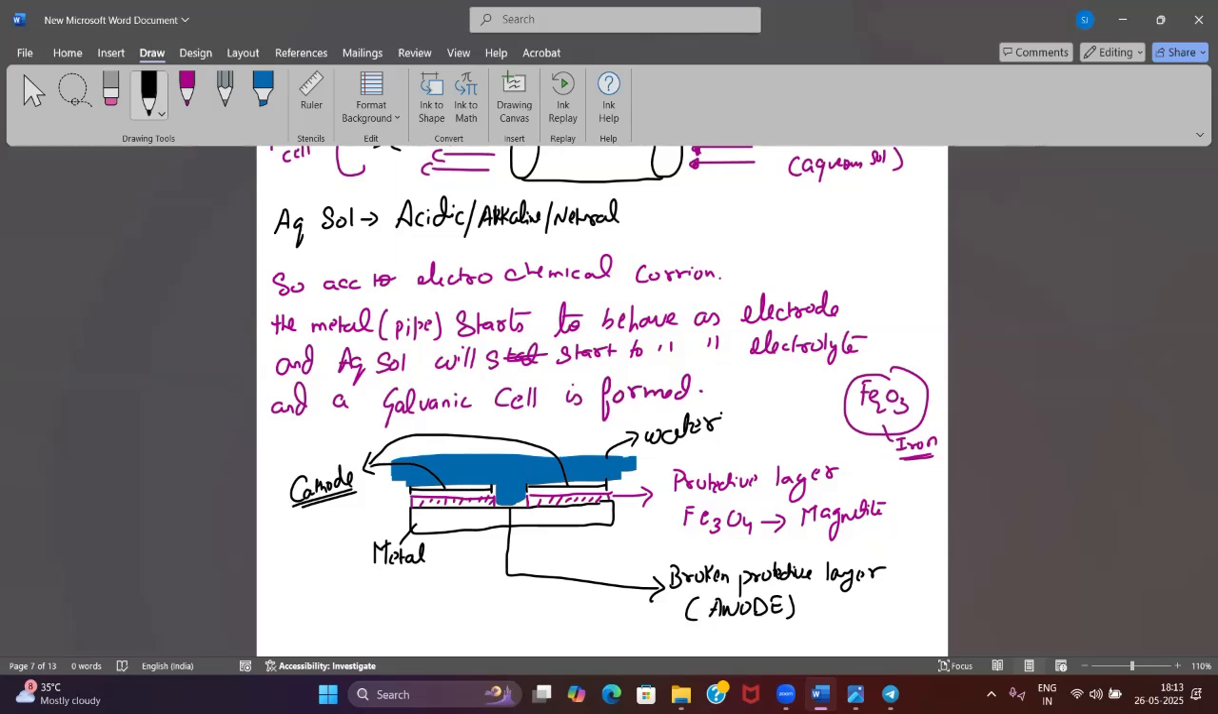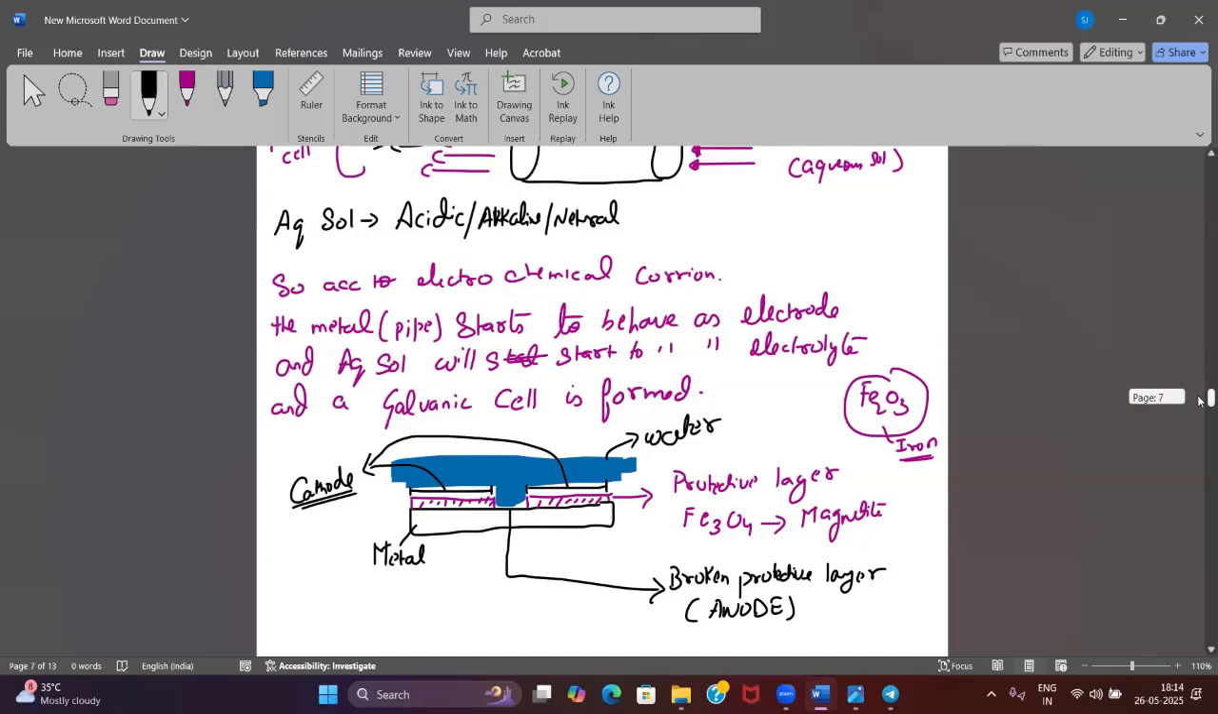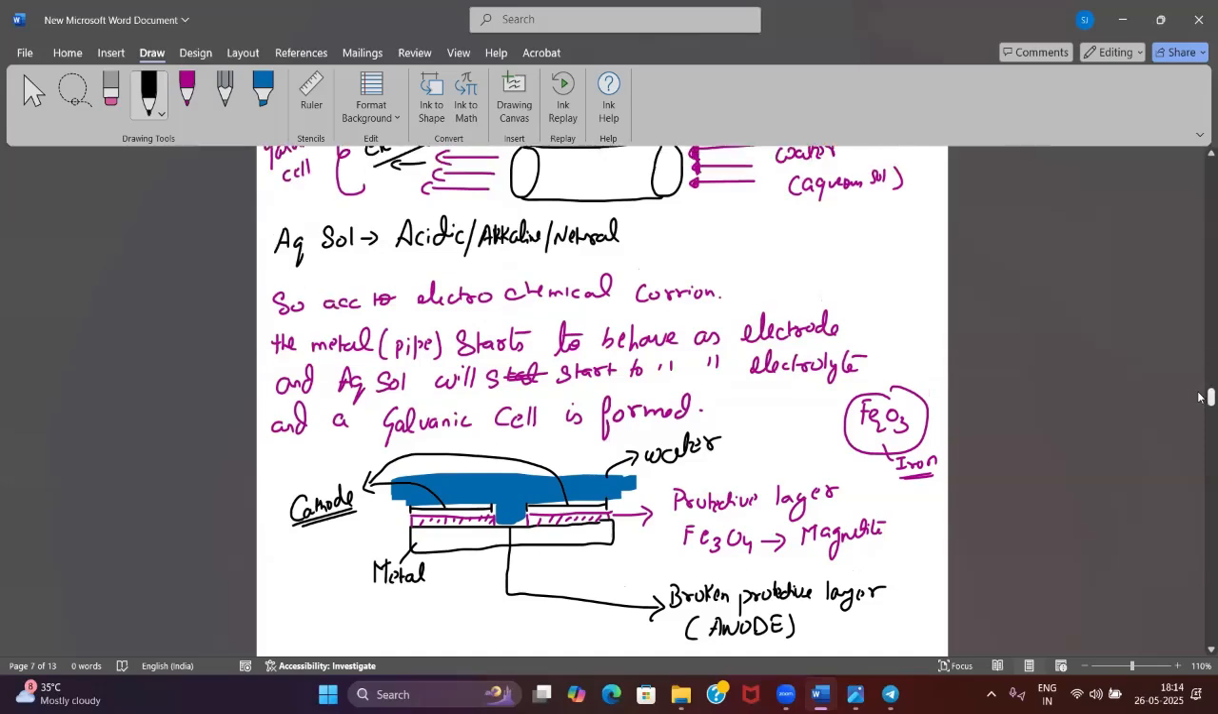Wherever this protective layer is broken, an anode will be formed there. The rest of your pipeline or metal will act as the cathode. Is it clear so far? This is when my galvanic cell has formed. Anode formed, cathode formed. I have electrolyte. Does it form a galvanic cell?